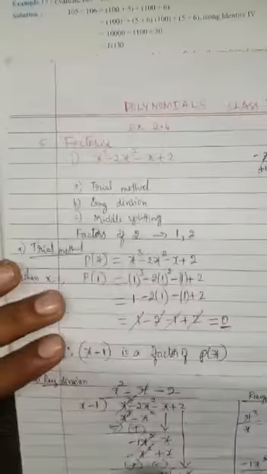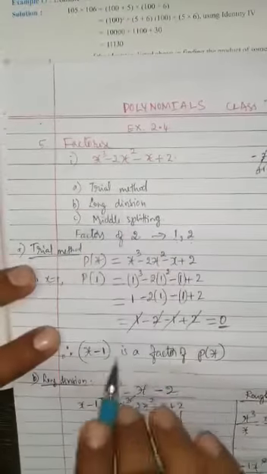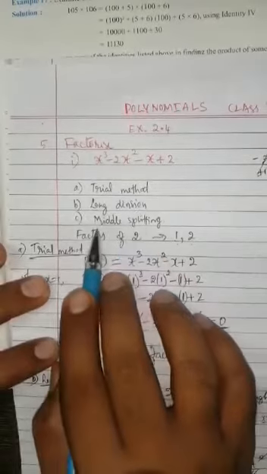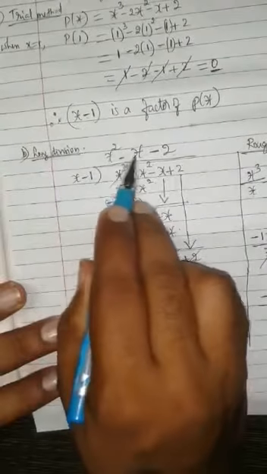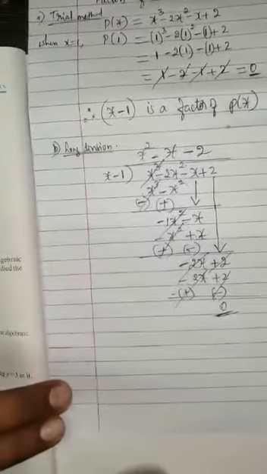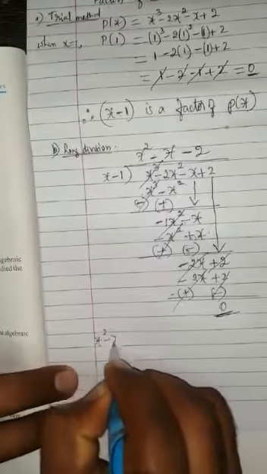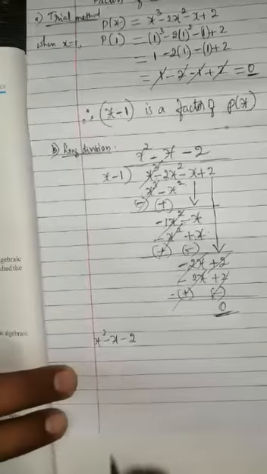What is the third step? The trial method we have done. We got the factor, and with that factor, we have done long division, the second method. Now middle splitting. It's a quadratic equation, x square minus x minus 2. The splitting of the middle term we did yesterday. So take x square minus x minus 2.